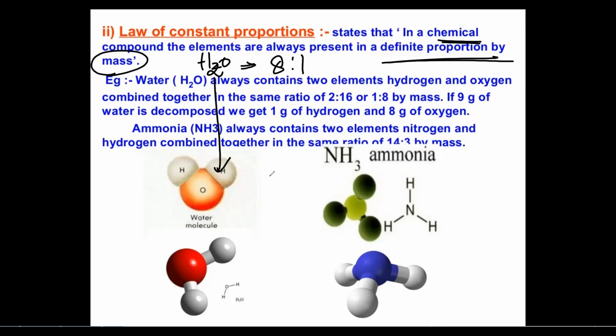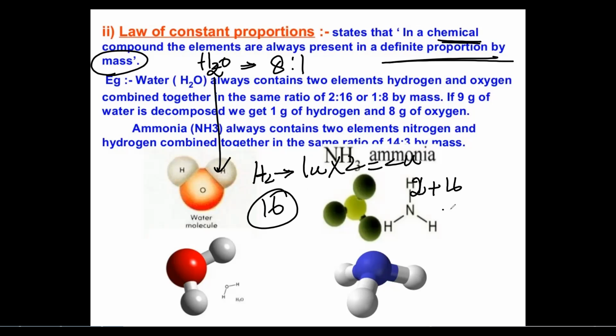How do we know it is 8 is to 1? Hydrogen, what is the mass? The atomic mass is 1 U. Oxygen is 16, but hydrogen has two atoms, which is 2 U, and this is 16, which is one oxygen atom. So I take 2 plus 16, which is 18 grams of water that will always be present in a molecule of water. That is what I get if I add up the atoms. So they will always combine in the ratio of 1 is to 8.